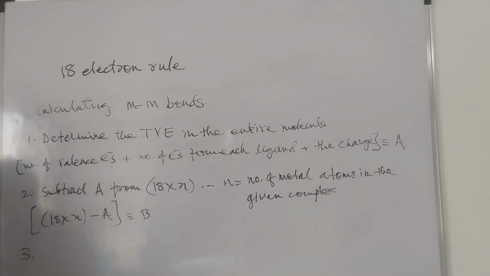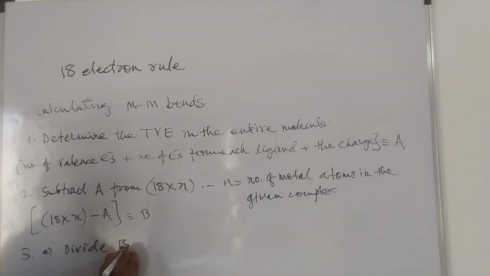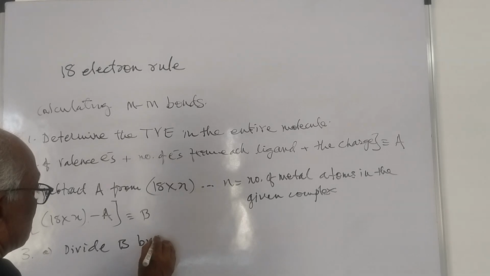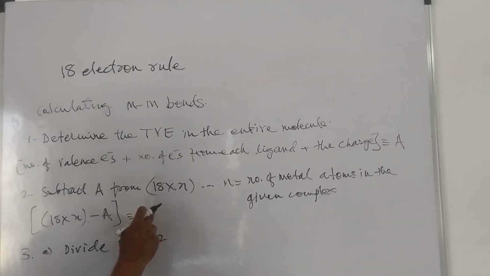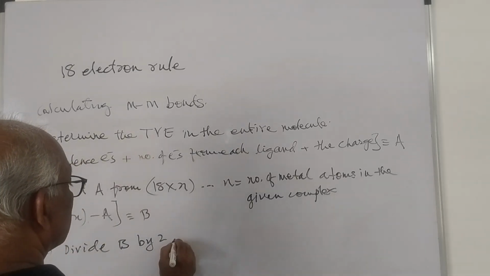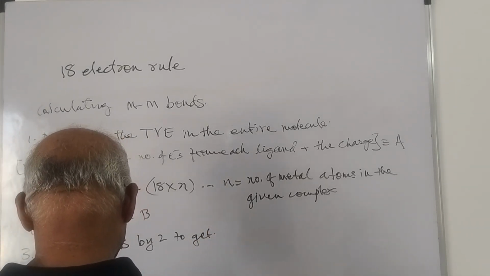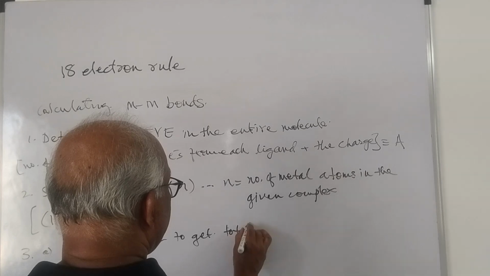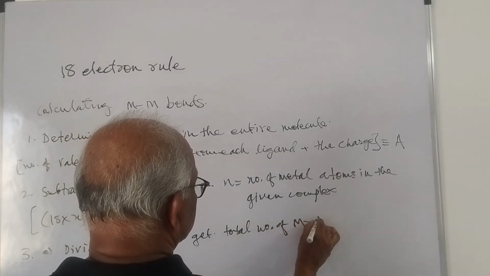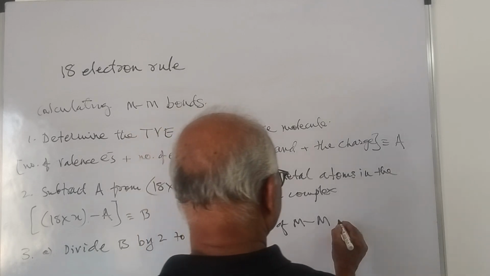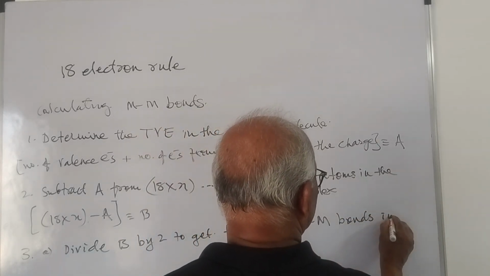Now the third step is to divide B by 2. Whatever value B comes out to be is to be divided by 2 to get the total number of metal bonds in the complex.